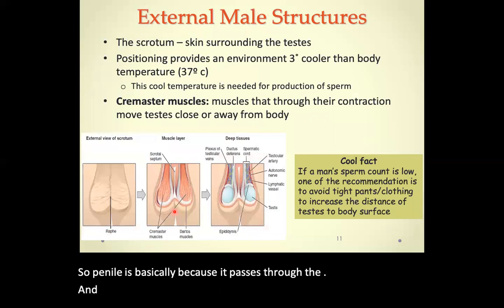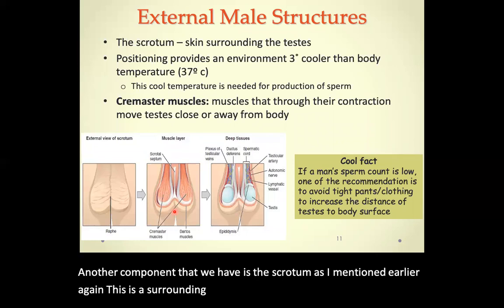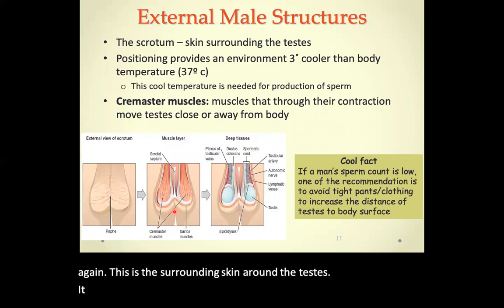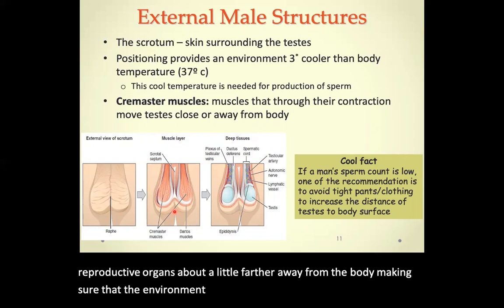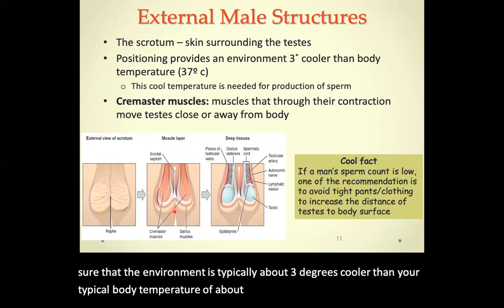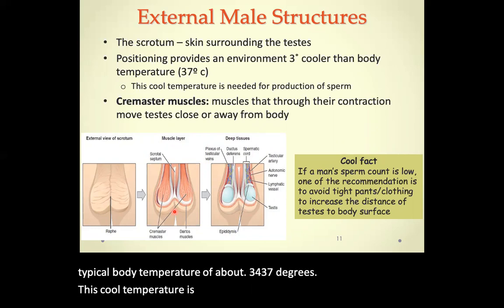Another component that we have is the scrotum, as I mentioned earlier. Again, this is the surrounding skin around the testes. An important role of the scrotum is that it positions the male reproductive organs a little bit farther away from the body, making sure that the environment is typically about 3 degrees cooler than your typical body temperature of about 37 degrees. This cool temperature is required for the production of the sperm.